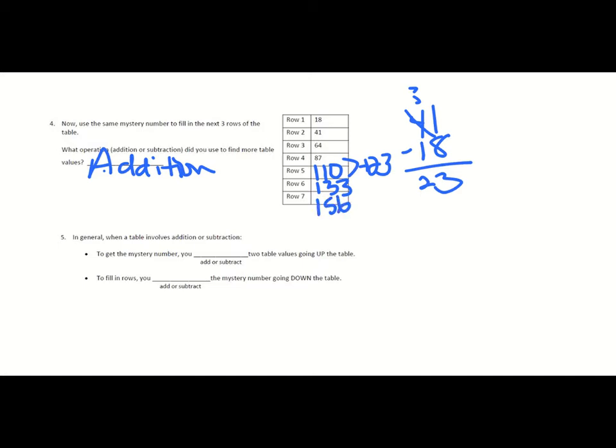So it says, to get your mystery number, which was on the previous screen, we subtracted 2 numbers to go up the table. So when I went up the table, to figure out how I got to the previous one, I subtracted, and then when I go down the table on these, you're adding.